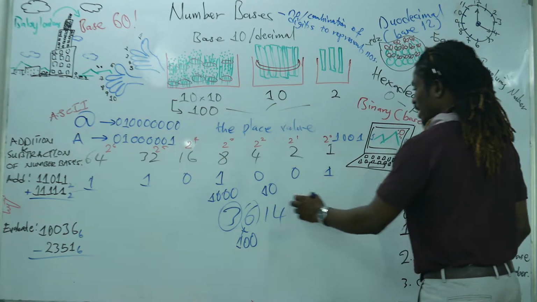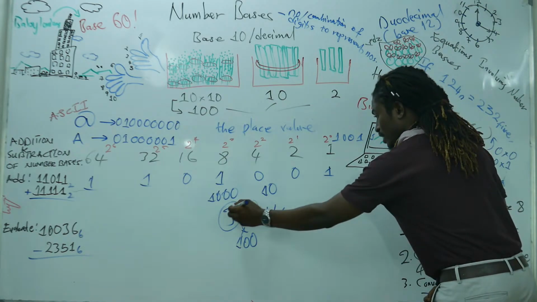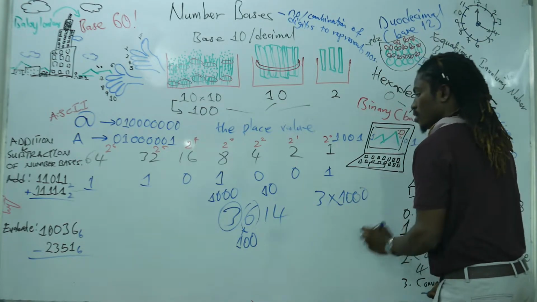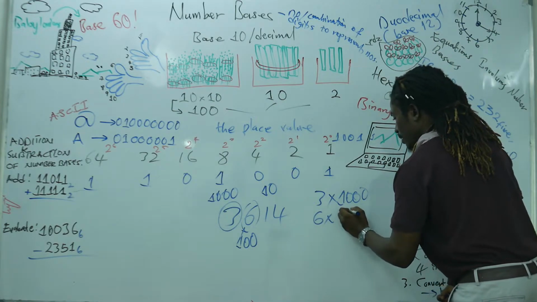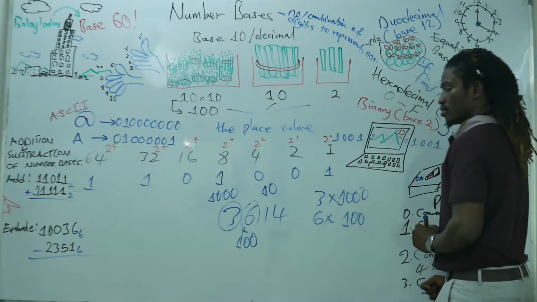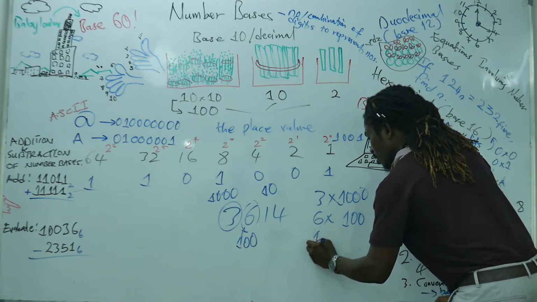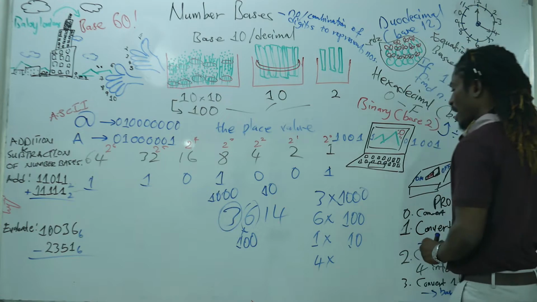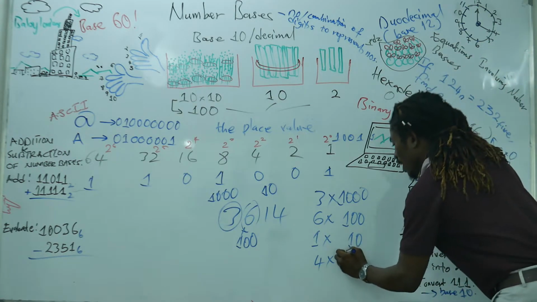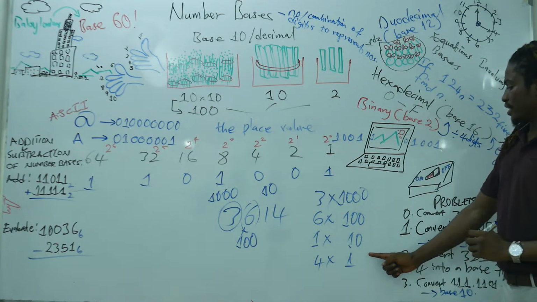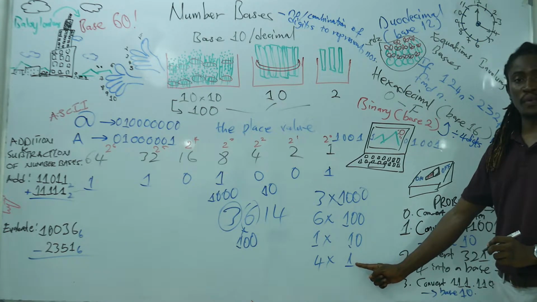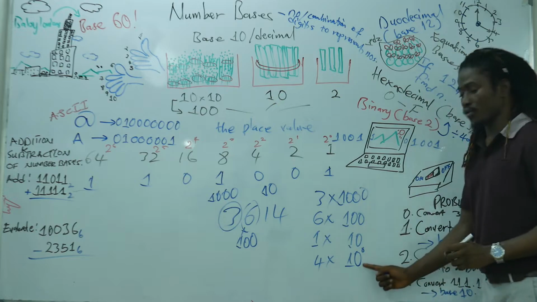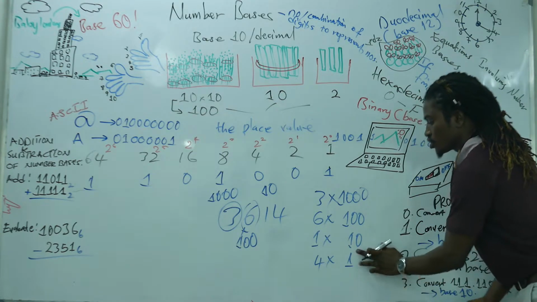If we put all of these together, let's begin from the largest digit. We say 3 multiplied by 1,000, 6 multiplied by 100, 1 multiplied by 10, and then 4 multiplied by 1. The reason is one of the properties of exponents: 10 raised to the power 0 is just 1. So this is representing the ones.